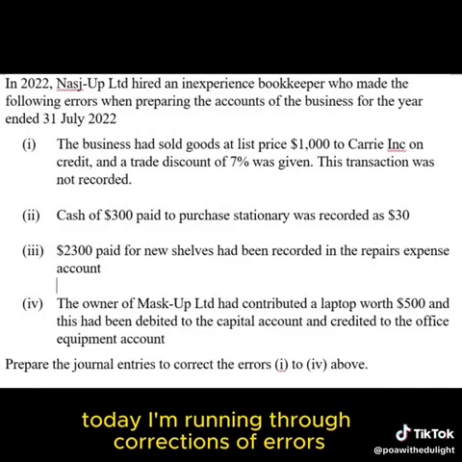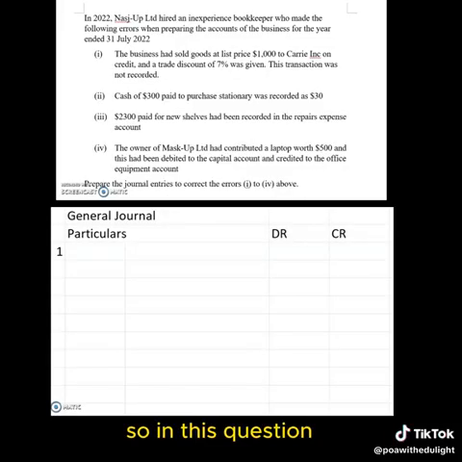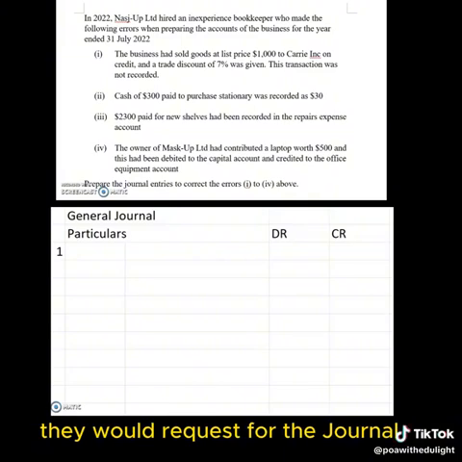Today I'm running through with you corrections of error questions from the Xinmin Sec 4NA Prelims 2023 paper. Okay, without further ado, let's go. In this question, they request the journal entries to correct the errors.